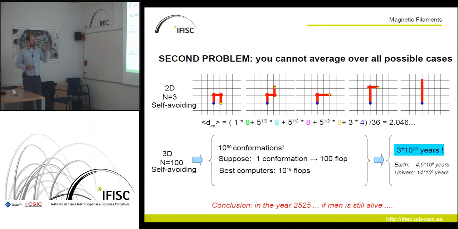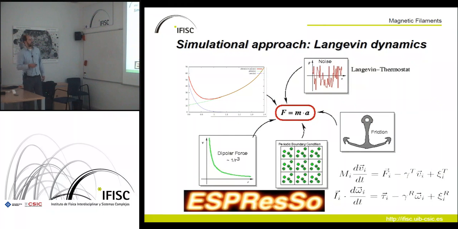But fortunately, there are methods that allow us to skip having to put all the particles of solvent in the system. And also, it's possible to prove that you don't need to average over all possibilities. What you need is a reasonable sample of the system, a reasonable subset of conformations that make a representative sample. There are several methods, but the one we use here is the Langevin dynamics.